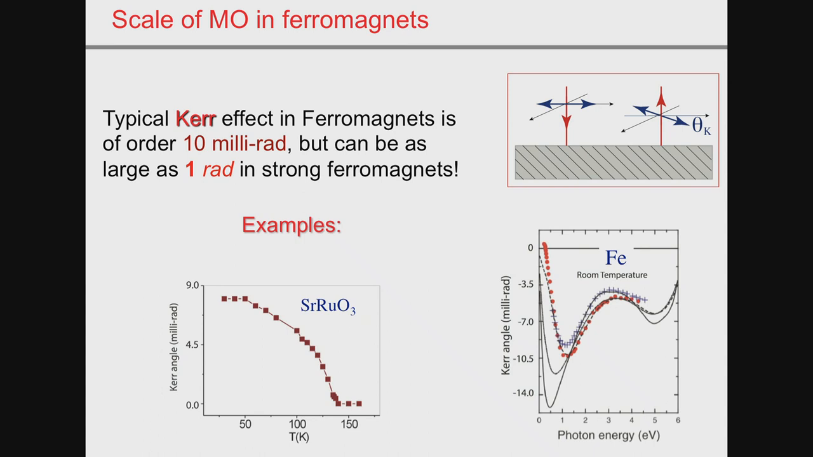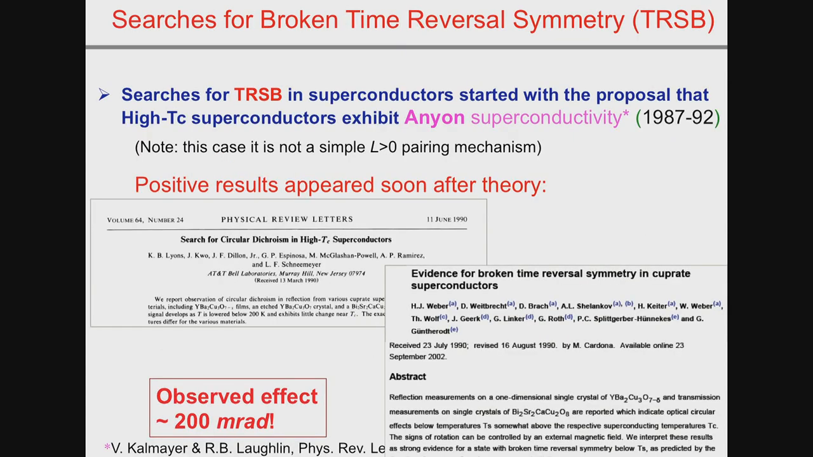This is enormous. Iron, for example, at photon energy of order 1 eV, that's visible light, also has about 10 milliradians. Doesn't matter plus or minus, we can talk about that. But it's a large effect, 0.01 radian. In some ferromagnets, it can get all the way to 0.1 and maybe even more, okay?